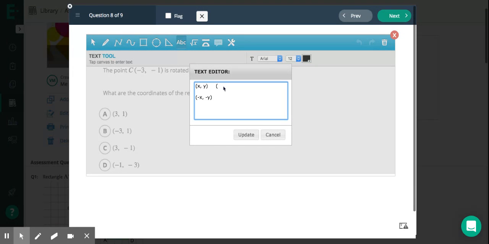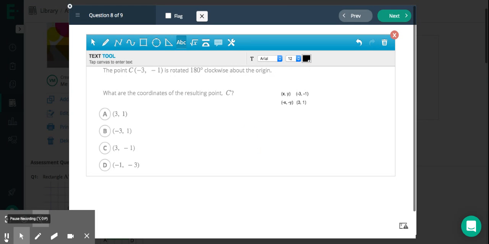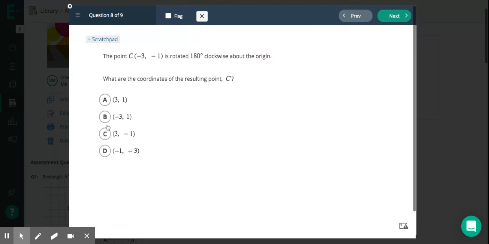Okay, so if your point C is -3 and -1, we're going to keep X and Y in the same place, but they're going to become the inverse. So now I have +3 and +1. All right, so that would be my answer choice. So we're going to plug in our answer choice. It would be +3 and +1. Here we go, A.